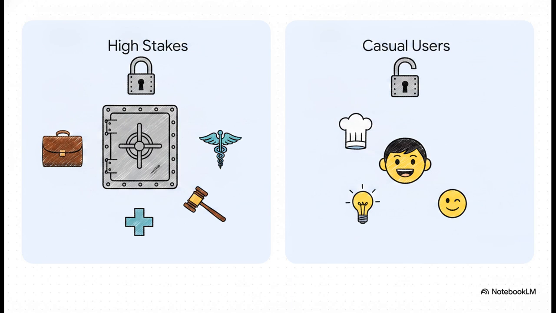But on the other side, we have casual users. If you're just brainstorming a few blog post ideas, writing a standard cover letter, or asking for a quick dinner recipe, because let's be real, you don't care if a hacker steals your mediocre meatloaf plans, you can totally skip it. For those everyday tasks, the mode is just unnecessarily restrictive and ruins the fluid, real-time search capabilities that make the tool so incredibly fun and useful.